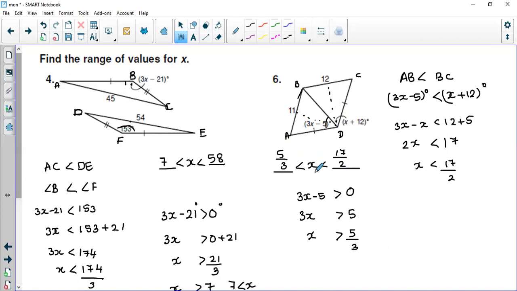It won't give any difference, but this is how you solve it, because we already got the answer for 17 over 2, and then to get the other part, you're going to compare it with a 0. That's all you need to do to solve for the values of x.